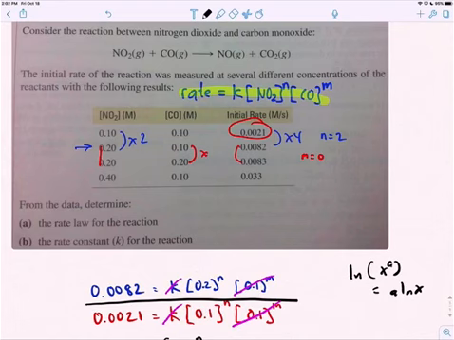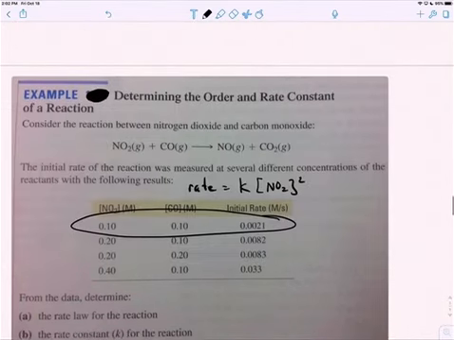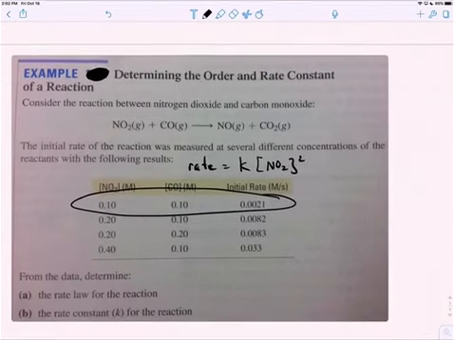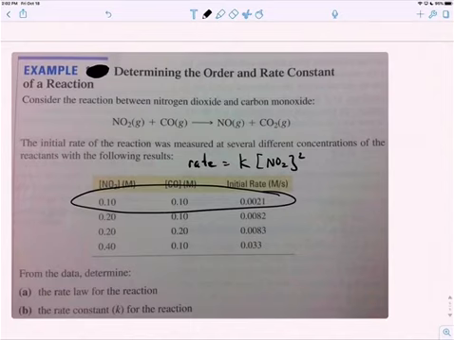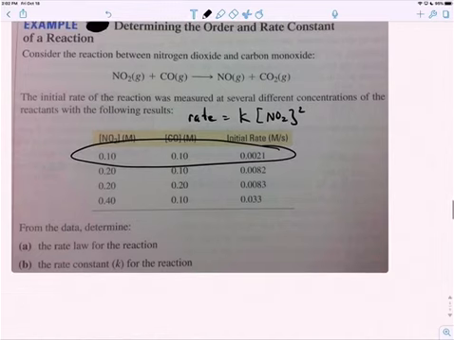So first part, what's the rate law? And we've said that before. It's second order for NO2, but it's zero order for CO. So the rate law is equal to the rate constant times the concentration of NO2 squared. Okay, so now the next thing we've got to do is get the rate constant. Now that we have the rate law, all you've got to do is plug in the numbers.